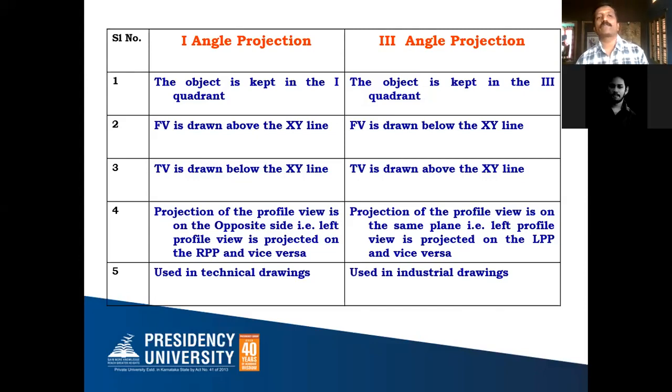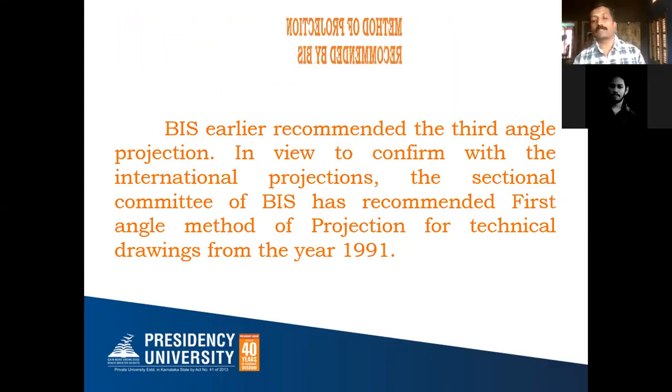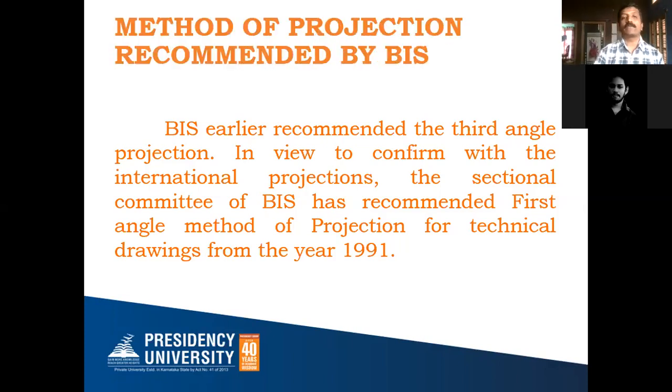So this is the basic difference between the angles of projection, that is, first angle as well as third angle projection system. This is the method of projection recommended by BIS. BIS is nothing but the Bureau of Indian Standards. They are the regulatory body for India, to fix the recommendations: what are the procedures, conventions and notations that we have to use, and the procedure we have to follow as engineers while making the drawing. So I told you, till 1991 we were using the third angle projection system. After that, we were using the first angle projection system only.